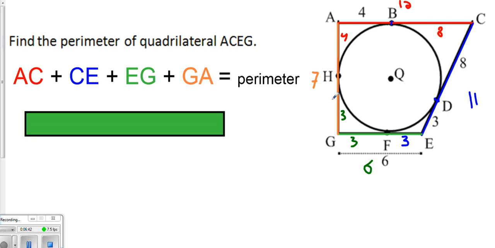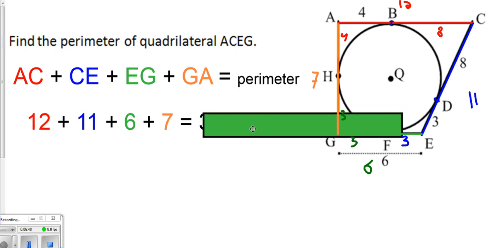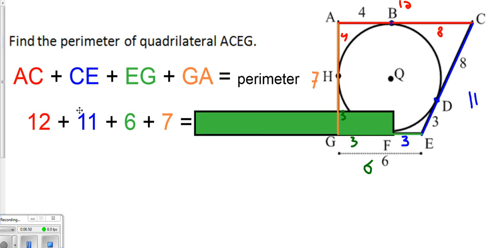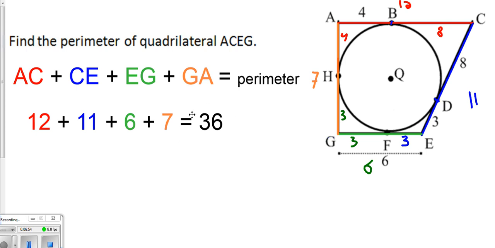So now we know each of these lines. This is 7, this is 12, this is 11, and this is 6. So we simply add each of those pieces up. 12 plus 11 plus 6 plus 7 in the end equals 36. So this perimeter all the way around the outside of this is 36.